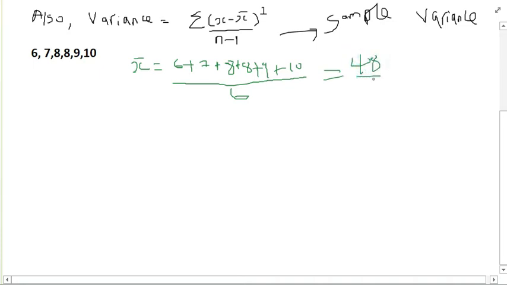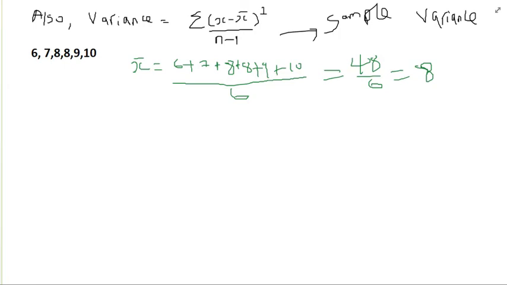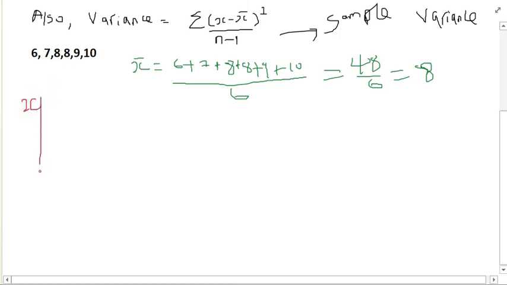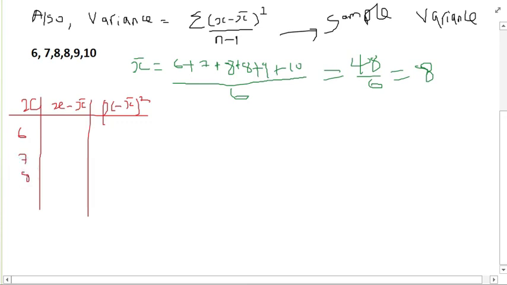48 over 6 is going to be 8. Okay, the mean is 8. That is 8 years. Then let us have this column, the ages, then x minus x bar. Then whatever we have in this column, we square it. That is x minus x bar squared. Then we have 6 years, 7 years, 8, 8 again, 9, and 10. All right, and together is 48 years.